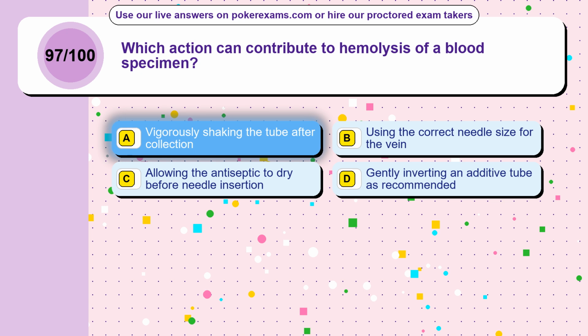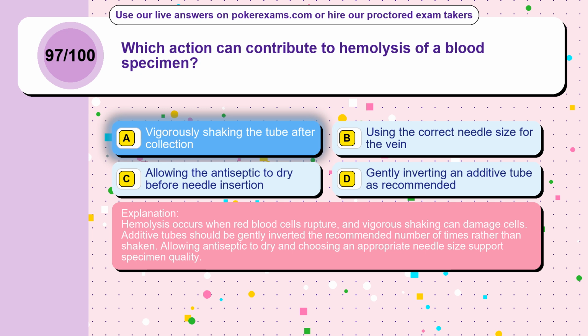Vigorously shaking the tube after collection. Hemolysis occurs when red blood cells rupture, and vigorous shaking can damage cells. Additive tubes should be gently inverted the recommended number of times rather than shaken. Allowing antiseptic to dry and choosing an appropriate needle size supports specimen quality.